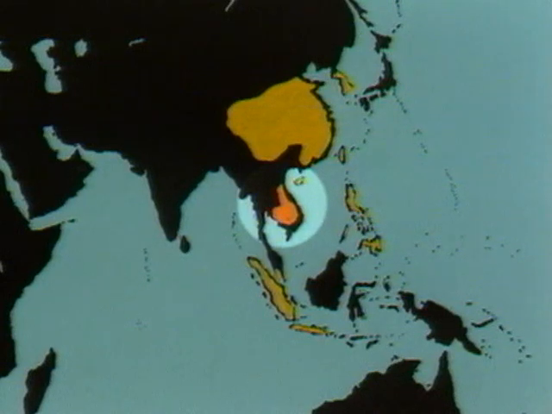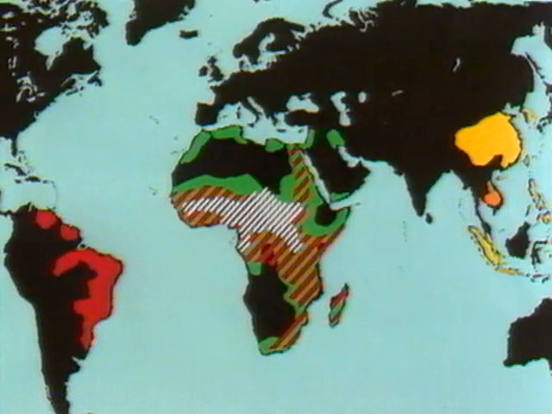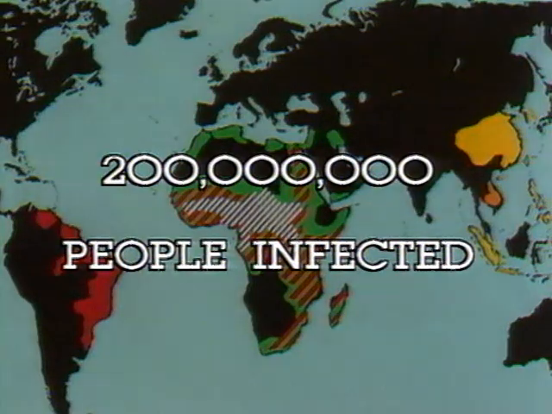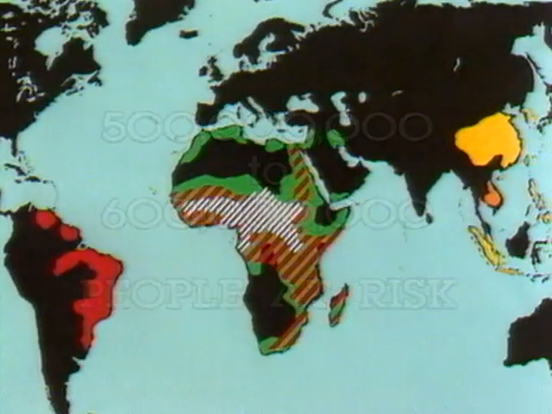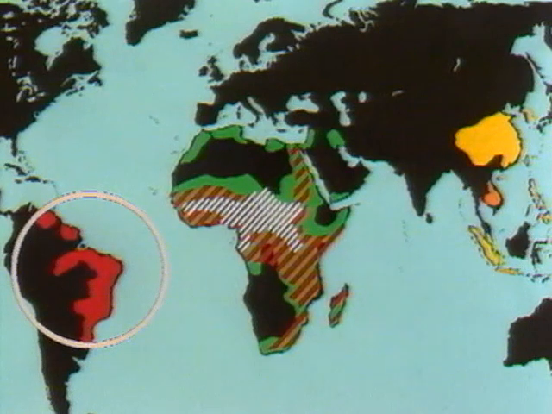Mekongi occurs in Southeast Asia. And intercalatum is found in Central and West Africa. Worldwide, some 200 million people are infected with the schistosomes, and 500 to 600 million are at risk. The highest infection rates are found in Brazil, Egypt, and the Sudan.